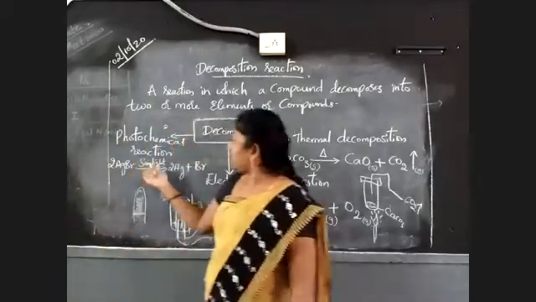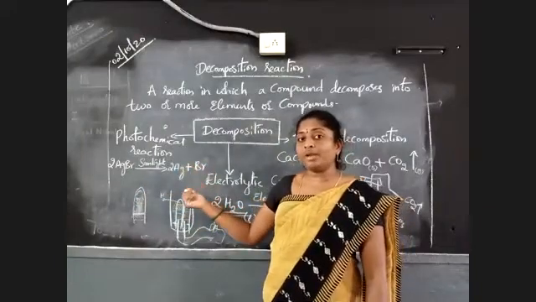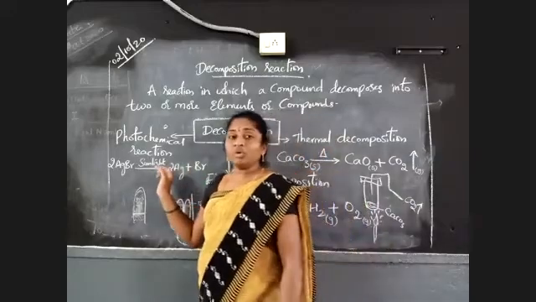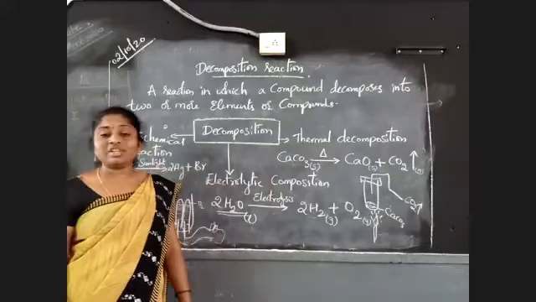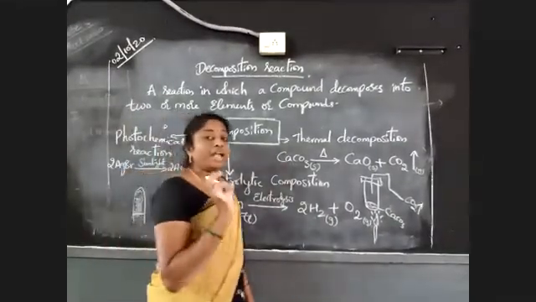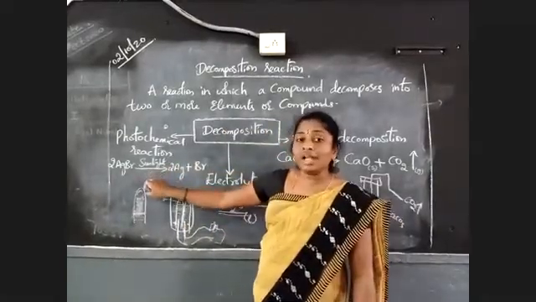So you can see here silver bromide. What is the formula for silver bromide? It is AgBr. Okay. Do you know what is the color of silver bromide? Anybody have the idea? Yes, it is light yellow in color.